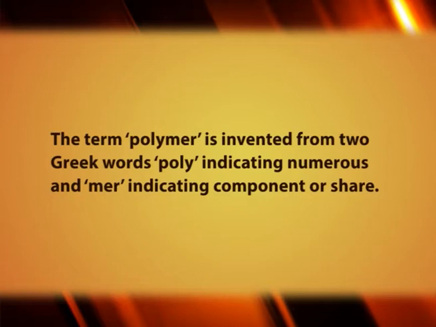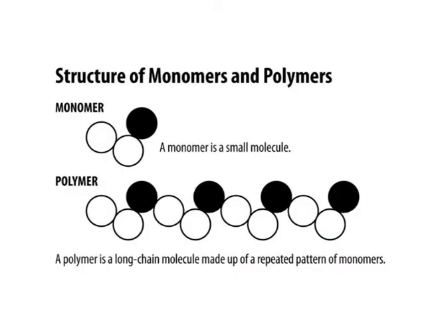The term polymer is taken from two Greek words, poly indicating numerous and mer indicating component or share. A simple chemical unit seems to repeat itself a very large number of times in the assembly of a polymer particle or a macromolecule. The simple molecular class from which a chain polymer molecule may be obtained is referred to as a monomer.